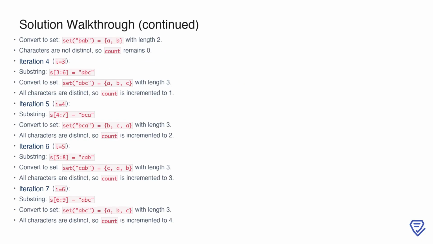Next, in the fifth iteration, i equals 4, the substring is bca. Converting this to a set gives b, c, a, which also has a length of 3. All characters are distinct, so we increment count to 2. In the sixth iteration, i equals 5, the substring is cab. The set c, a, b has a length of 3, so count is incremented to 3.